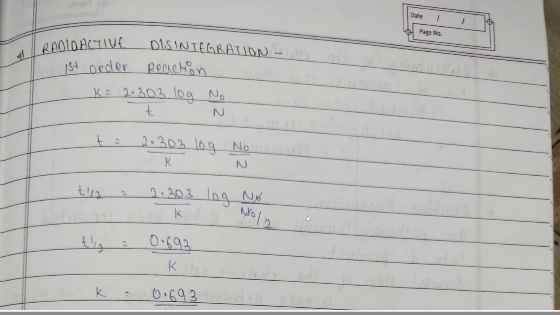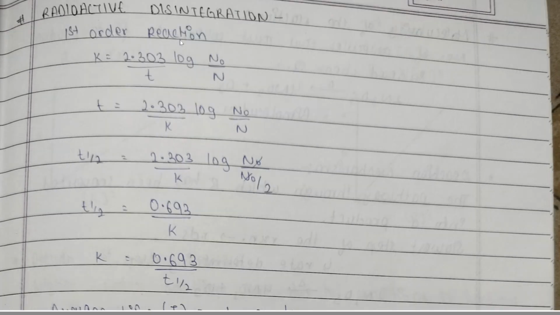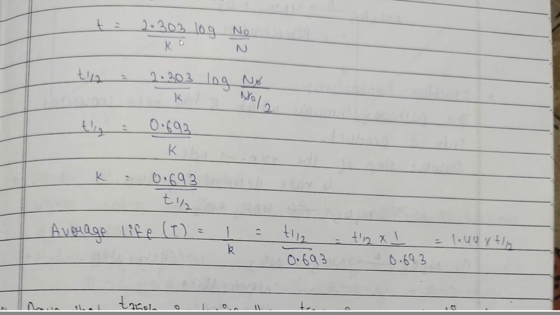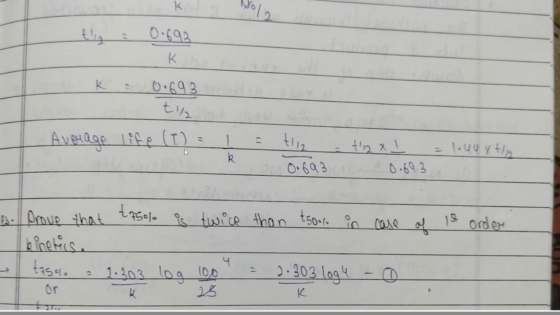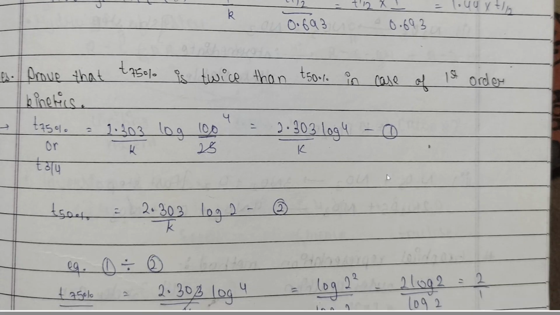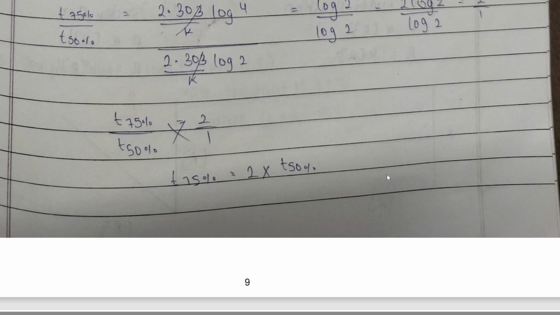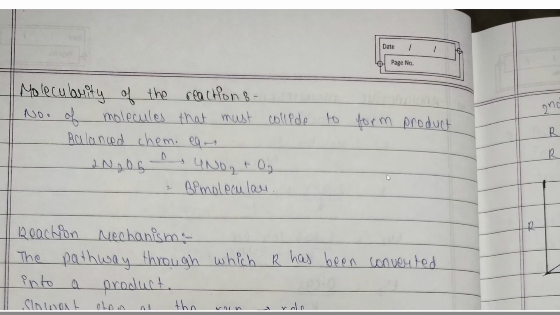Radioactive disintegration. For first order reaction K is equal to 2.303 by t log N naught by N, and then we solve this. t half is equal to 0.693 by K. Average life is equal to 1 by K, and the value comes to 1.44 into t half. Here is a numerical we can solve by using the first order reaction.